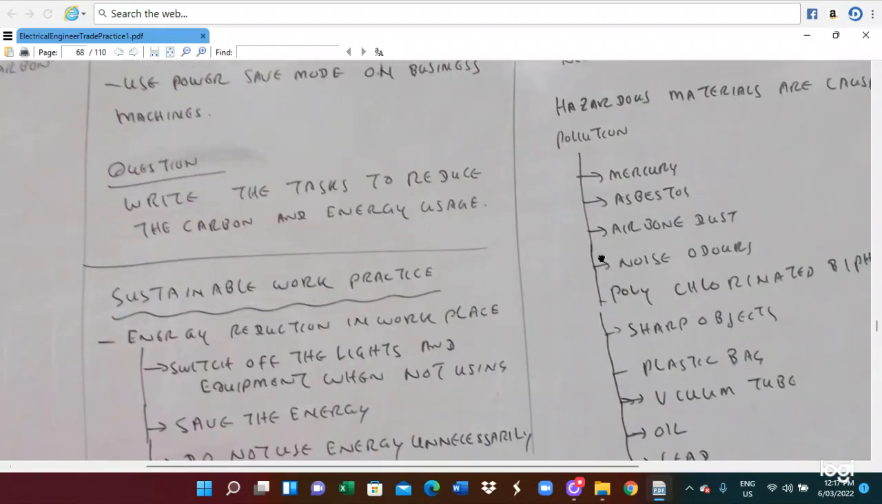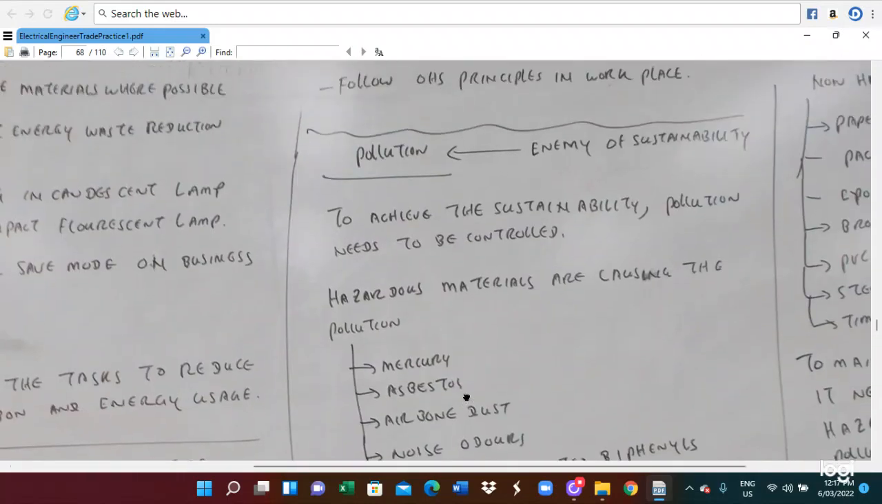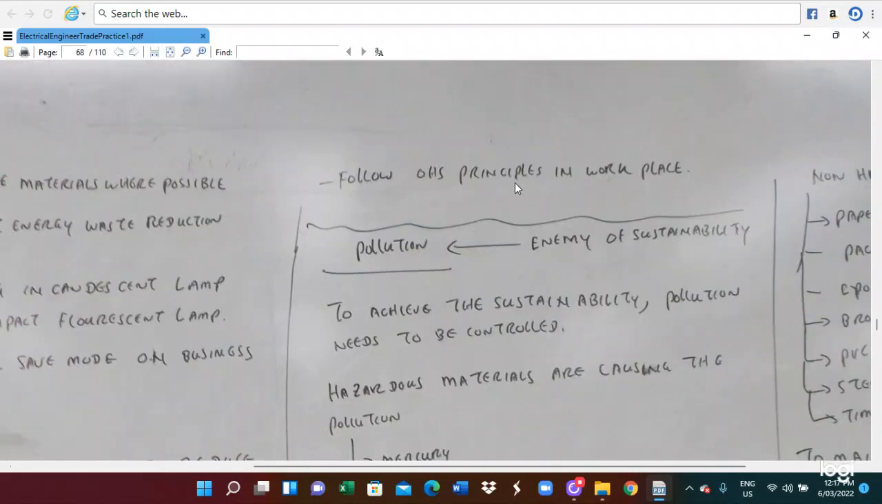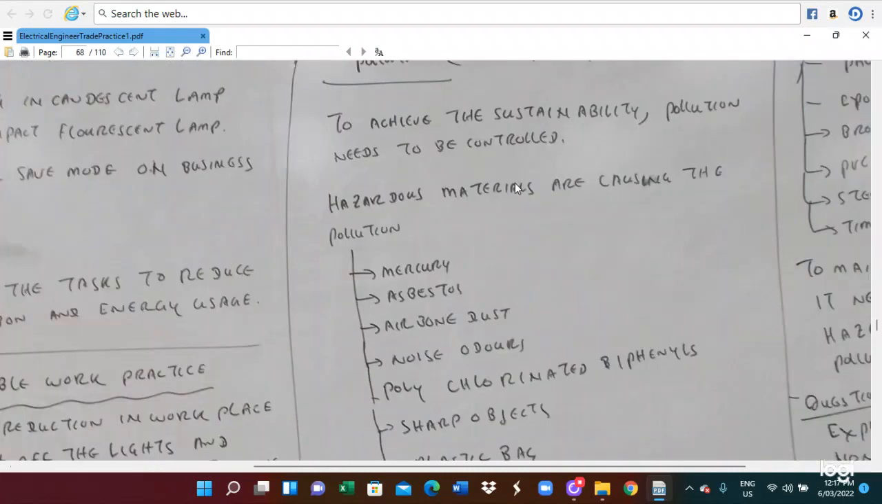Therefore, we also have to know about the appropriate pollution control. Energy sustainability is very related to pollution, so we have to follow the occupational health and safety principles in the workplace. To achieve sustainability, pollution needs to be controlled.